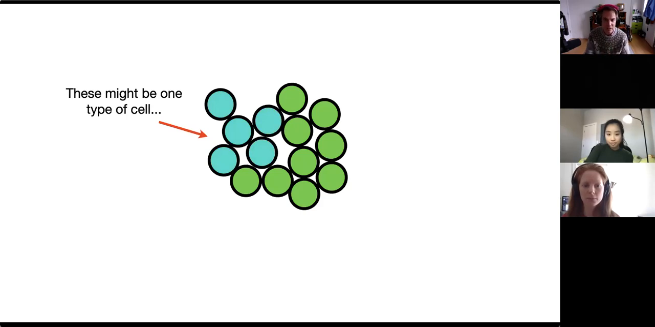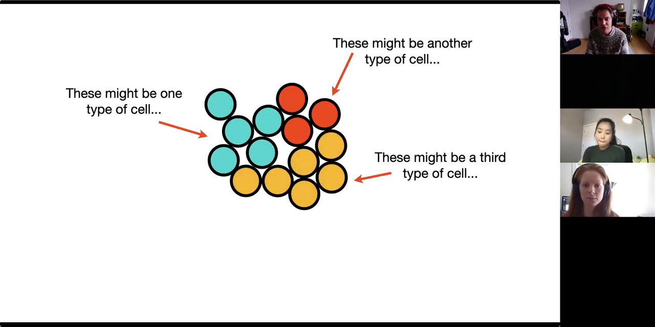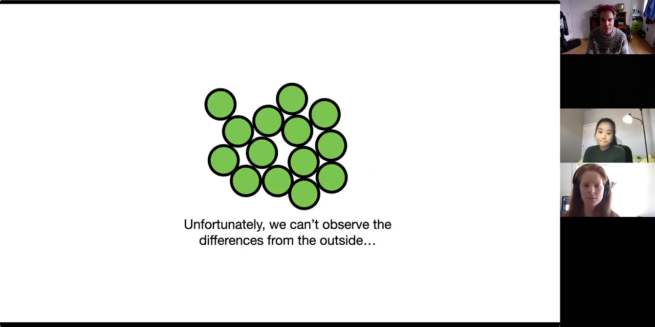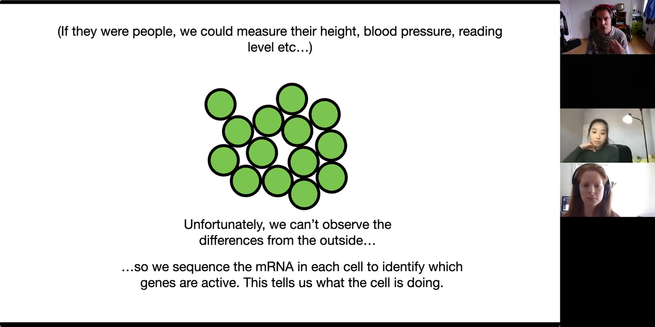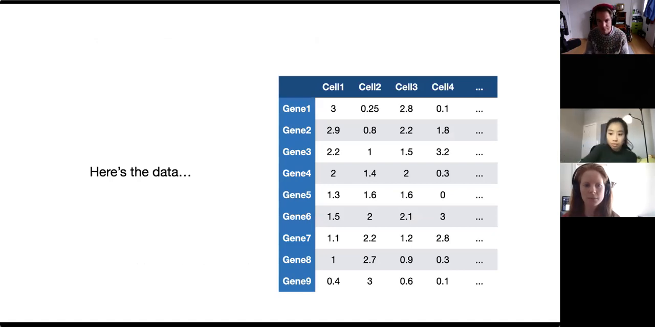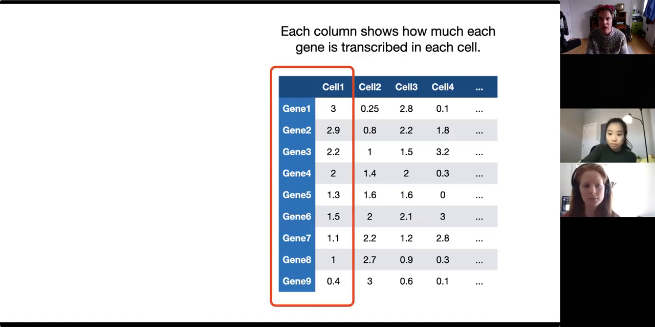These might be one type of cell, or one type of person, or car, or city, etc. And these might be another type of cell, and these might be a third type of cell. Unfortunately, we can't observe the differences from the outside. So we sequence the messenger RNA in each cell to identify which genes are active. This tells us what the cell is doing. And if these were people, we could measure their height, blood pressure, reading level, etc. Anyways, here's the data. Each column shows how much each gene is transcribed in each cell.